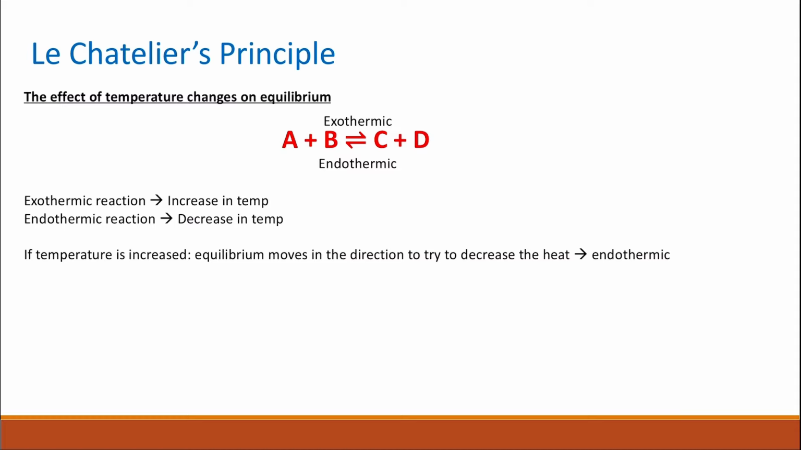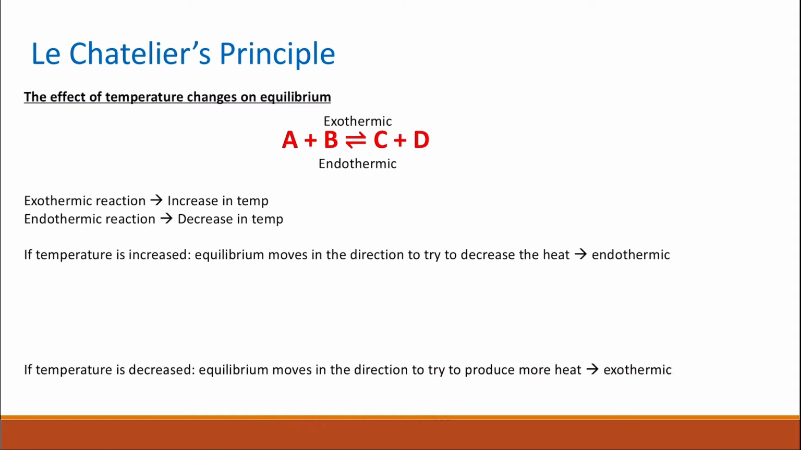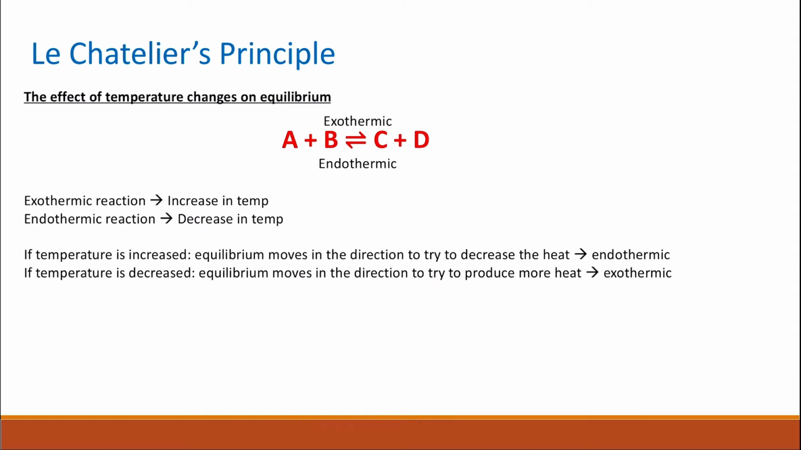So if the temperature is increased, the equilibrium will move in the direction that tries to decrease the heat, which means that it will try to re-establish the equilibrium. So that means it will enhance the endothermic reaction, the reverse reaction in this case. And if the temperature is decreased, the equilibrium moves in the direction that tries to produce more heat, so it will try to enhance the exothermic reaction.